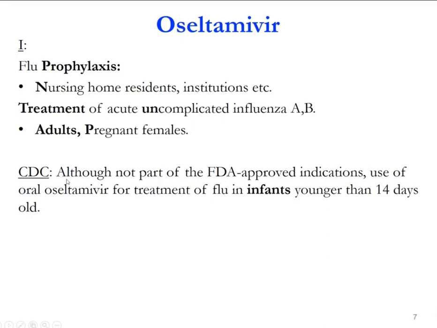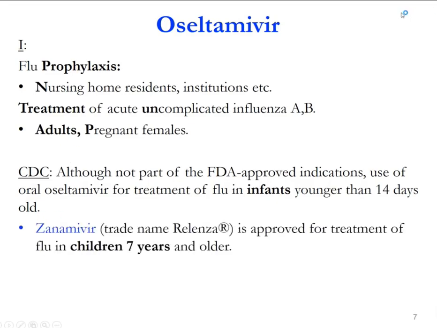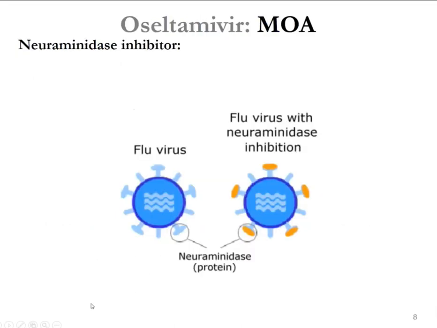CDC, although not a part of FDA approved indications, recommends use of oral oseltamivir for treatment of flu in infants younger than 14 days old. This is from the CDC website, so you always have to refer to up to date CDC for final assessment. If you have doubt, call them and ask when you treat, but you will learn that later. But for the time being, as for pharmacology, this is what you're supposed to learn. Okay, then like I mentioned, zanamivir is approved for treatment of flu in children 7 years and older.